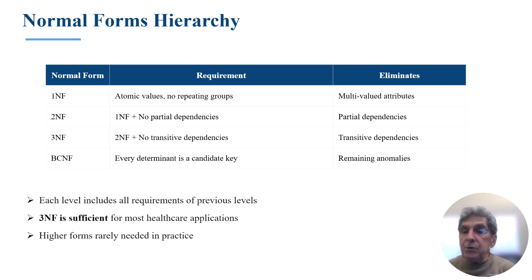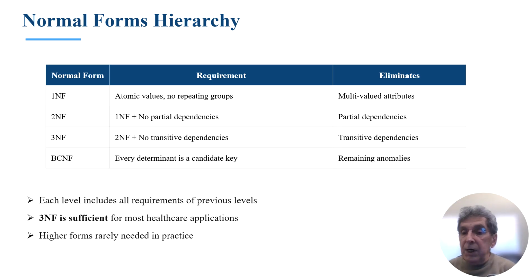Third normal form builds on second normal form by requiring no transitive dependencies. Non-key attributes cannot depend on other non-key attributes. Everything must depend directly on the primary key in that table. So third normal form eliminates transitive dependencies. And Boyce-Codd normal form is a stricter version of 3NF. It requires that every determinant be a candidate key. In practice, most third normal form tables are also in Boyce-Codd normal form, so we won't spend too much time discussing that.